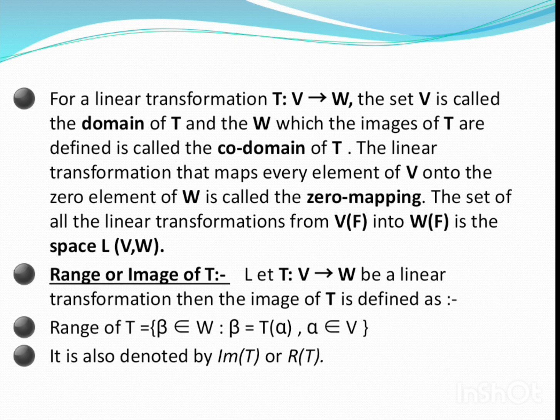Now we will understand the range or image of T. Let T from V to W be a linear transformation. Then the image of T, or range of T, is defined as the set of β belonging to W such that β equals T(α) and α belongs to V. It is denoted by Im T or R(T).